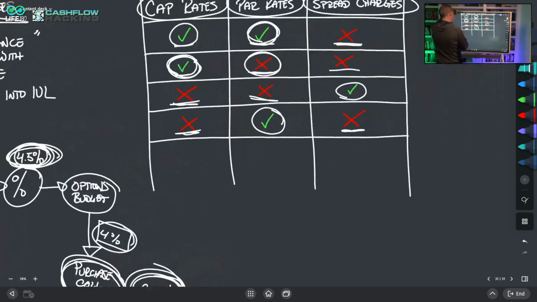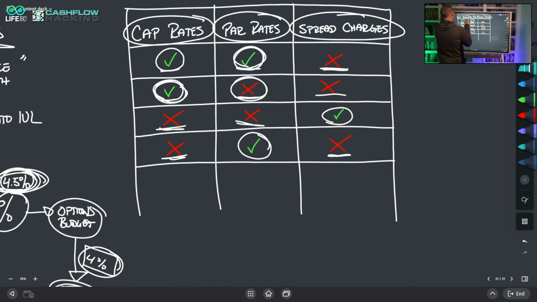Now, the crazy part here is that these cap rates, par rates, spread charges, all of these things are levers that can be moved. All of these fees are dictated based on the options budget and the options cost. If the cap rate was 10% and the par rate was 100%, but they're movable, well, what happens if the options budget goes up? Say the options budget, BUD, goes up from 4% to 5%. Well, that would show that it's really good.